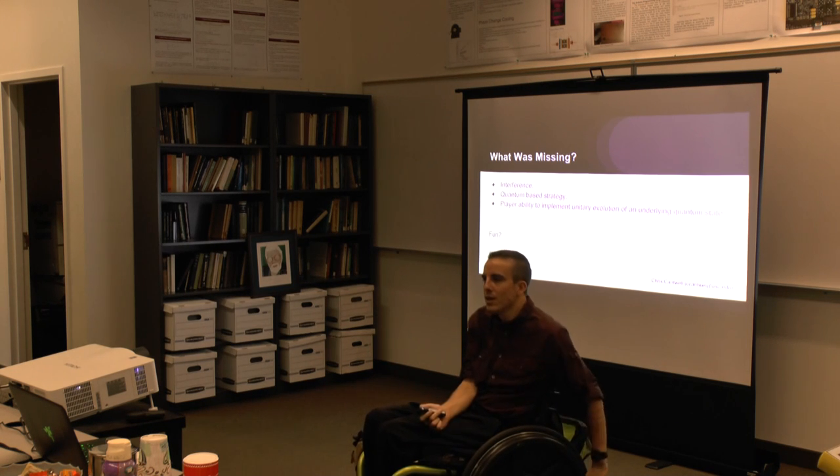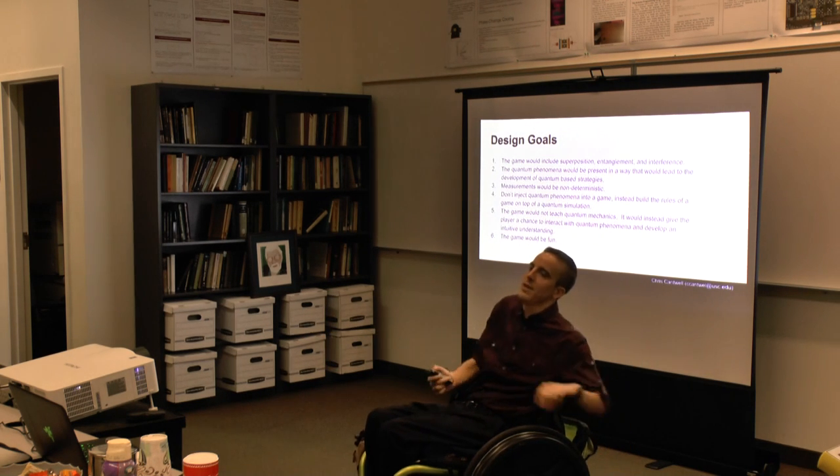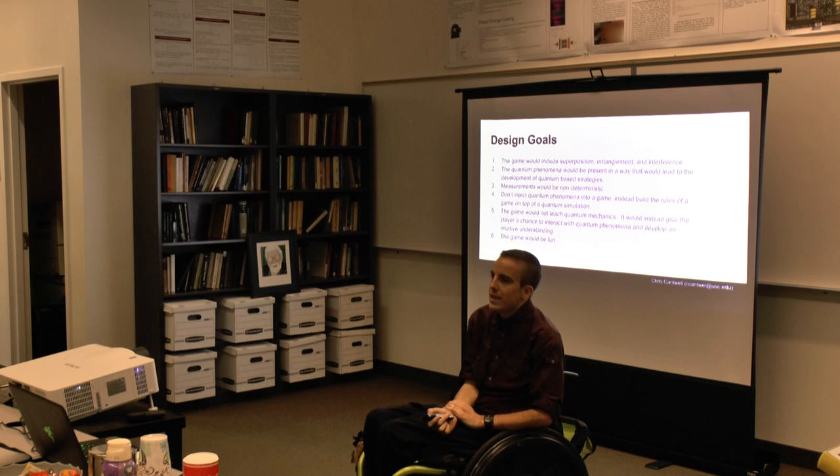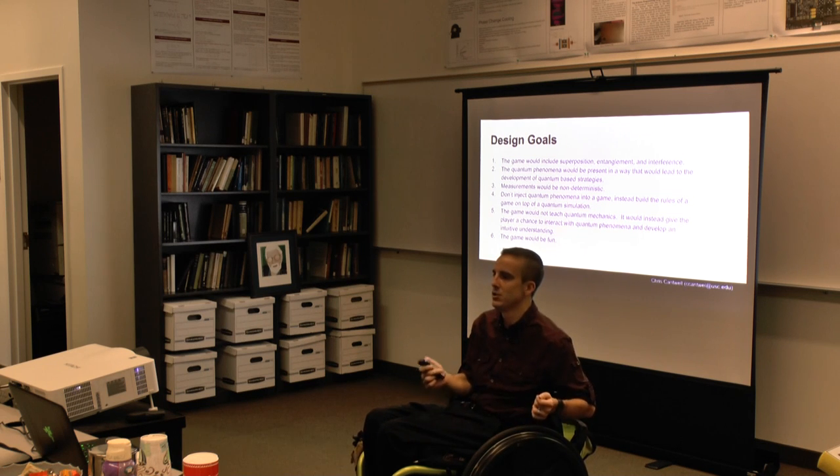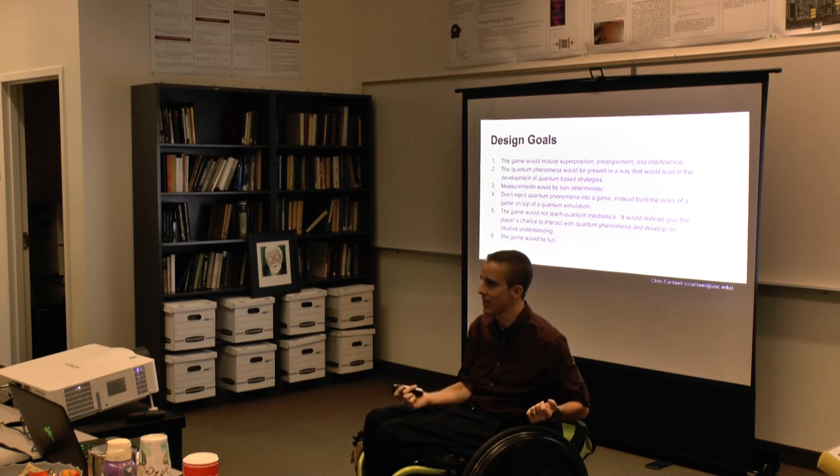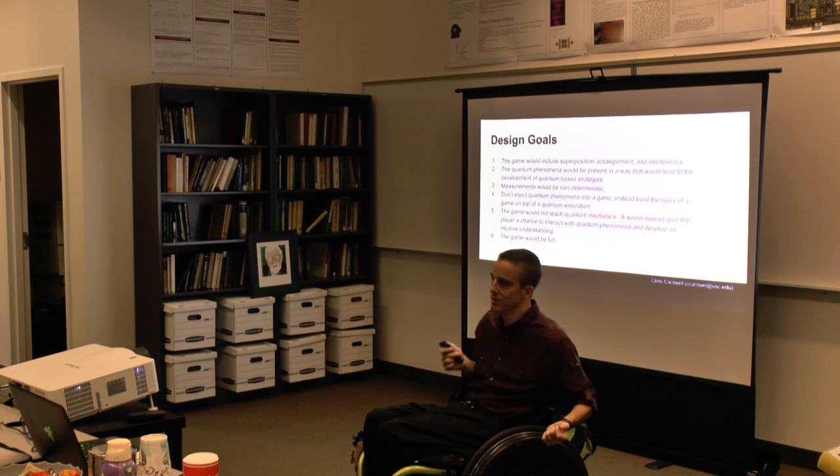So I had some design goals. The game would include superposition, entanglement, and interference, but in a way that the player could actually use them towards some sort of winning strategy. All of these other games, you couldn't really do that. It would be non-deterministic, so you couldn't plan for how a measurement was going to play out. You had to strategize as to how the probabilities could play out.